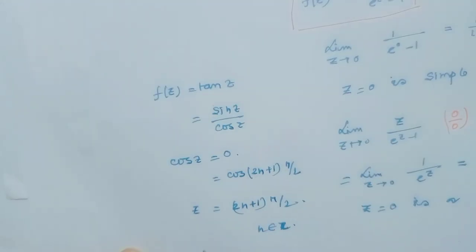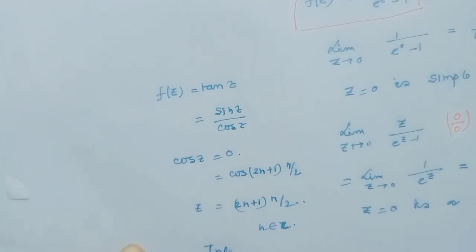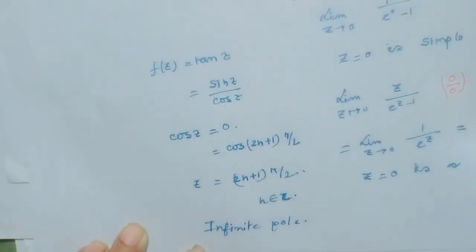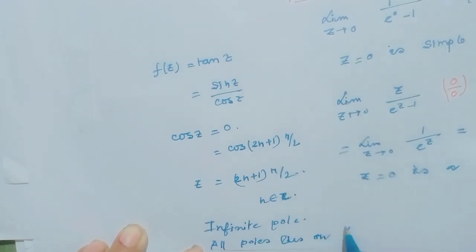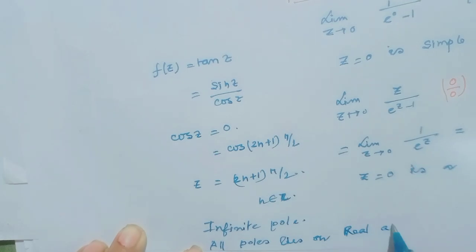So there exist infinite poles, and all poles lie on the real axis. I hope all my viewers have understood this.